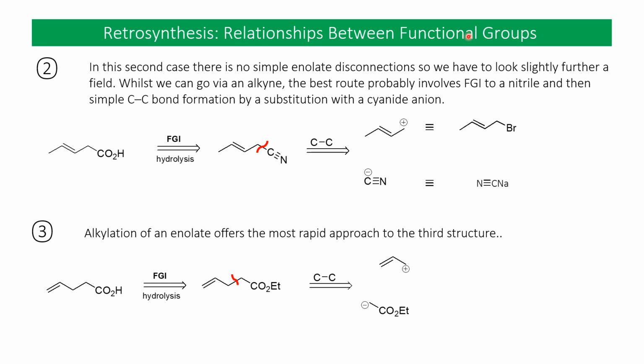So we have here an allylic cation, which we can generate from an allyl halide. And of course, we have an anion on an alpha carbon of an ester. And so immediately what comes to mind is the malonic ester synthesis. So what we have is alkylation of the malonic ester.